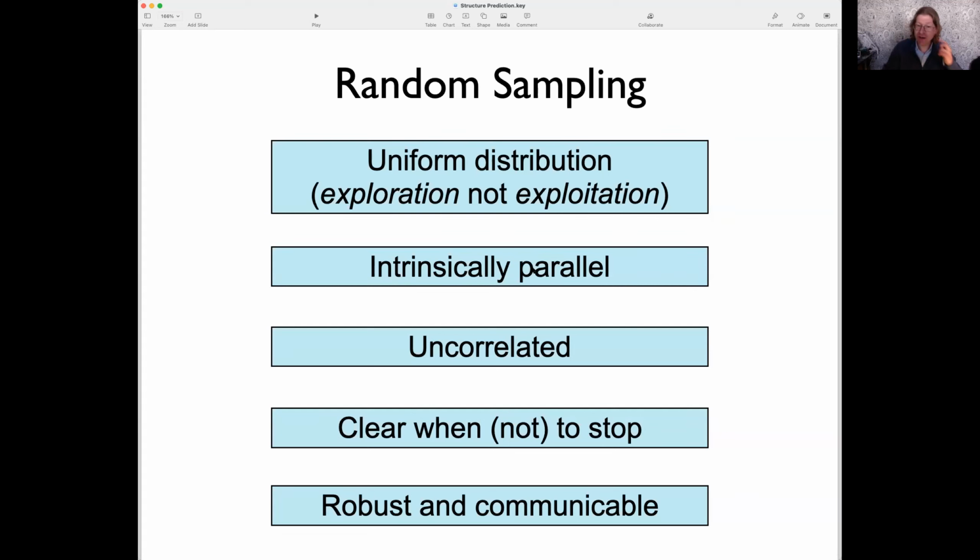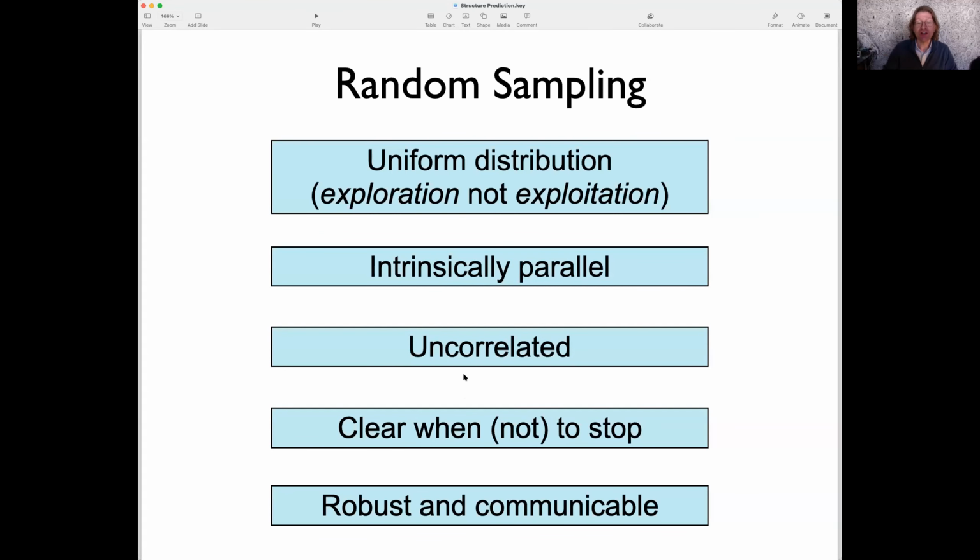Other advantages of random sampling: it's intrinsically parallel, so it works well on modern weakly coupled parallel computers. The results are uncorrelated. That means that when you're searching, if you find the same ground state structure many times, it's telling you that you're beginning to saturate the search of the energy landscape, and you're beginning to find all of the low energy structures.